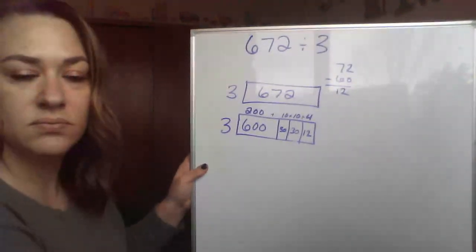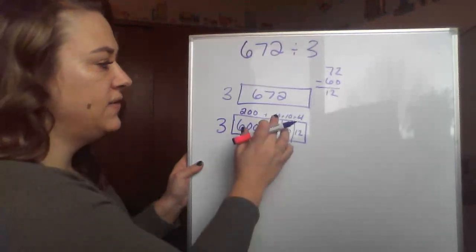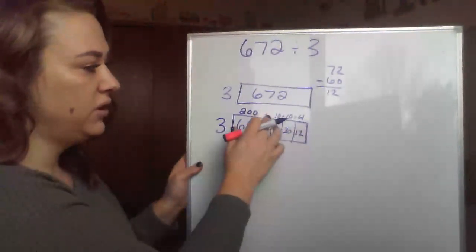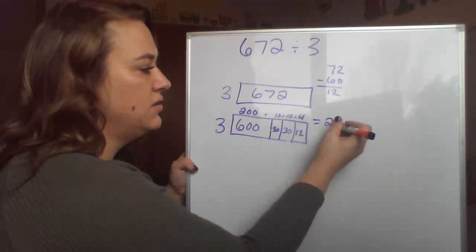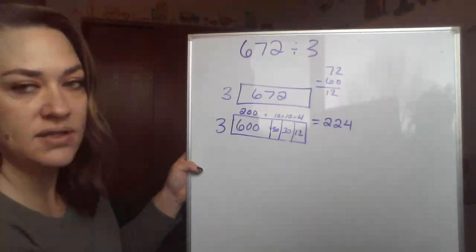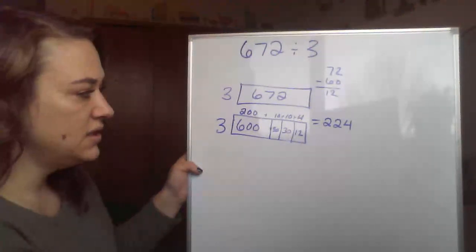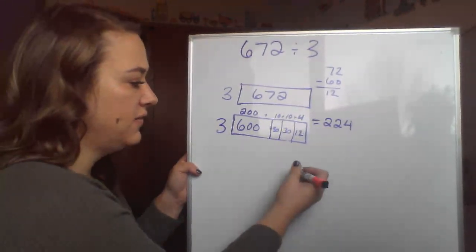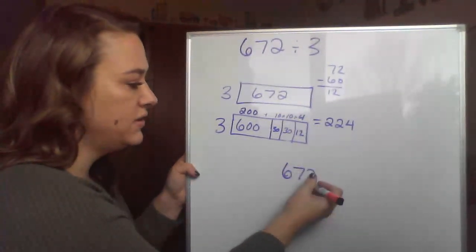Sorry, that's really small. So we're going to have 200 plus 24, 224 is our final quotient. Okay, so let's see what that looks like with just that standard algorithm or long division.